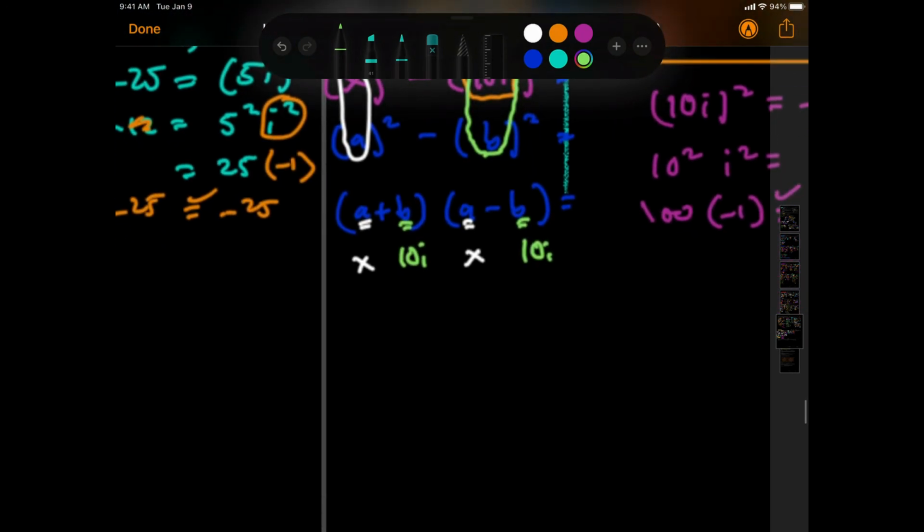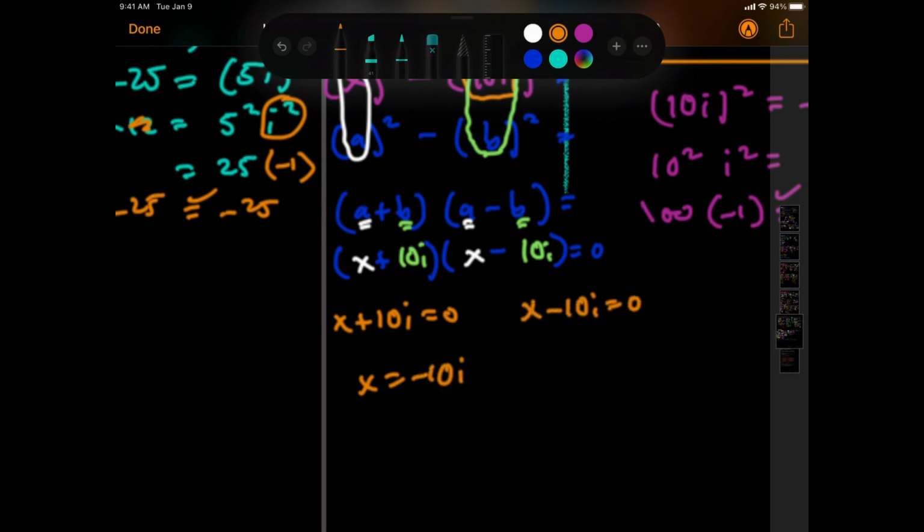Okay, so then I fill in everything else. And then we just separate and solve. Set it equal to 0. So x is equal to negative 10i and positive 10i.